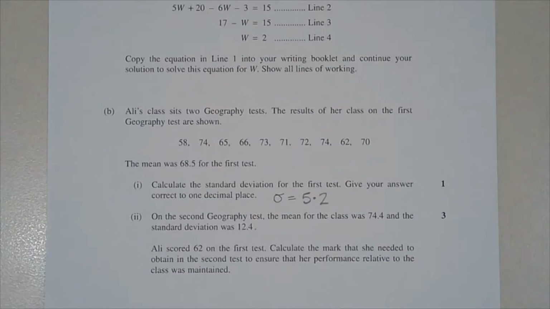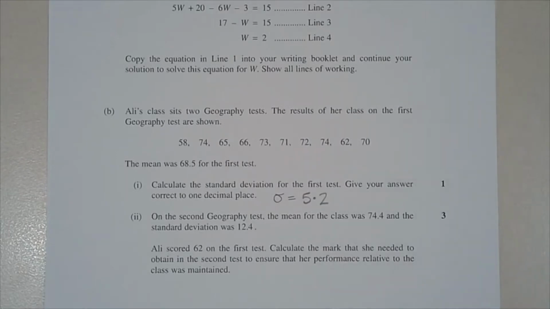Question 29b. Ali's class sits 2 geography tests. The results of her class on the first geography test are shown. The mean was 68.5 for the first test. Part 1. Calculate the standard deviation for the first test. Give your answer correct to 1 decimal place.